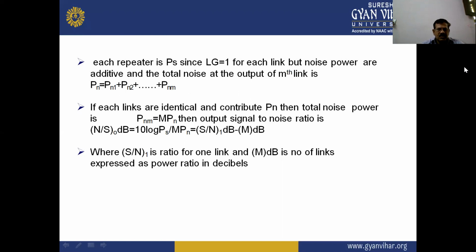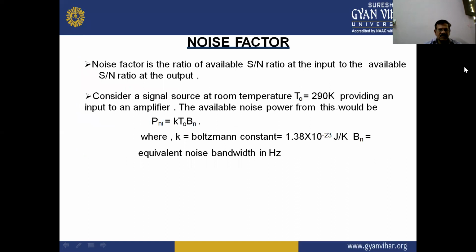So the signal to noise ratio in decibels is 10 log of Ps upon M Pn. So S upon N in decibels is given by this formula, where the signal to noise ratio is for one link and M dB is the number of links expressed as a power ratio in decibels.